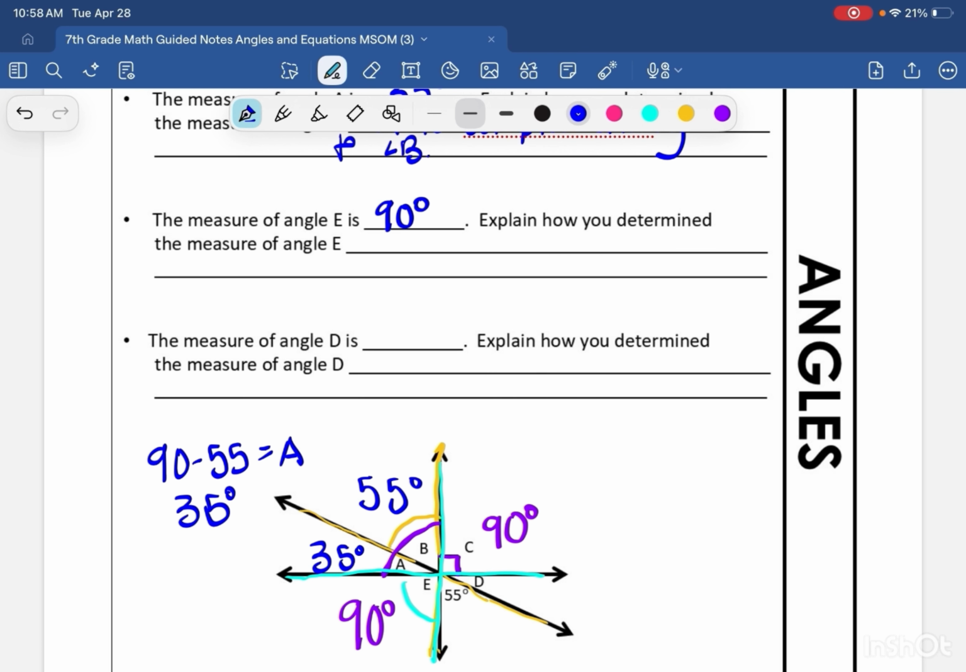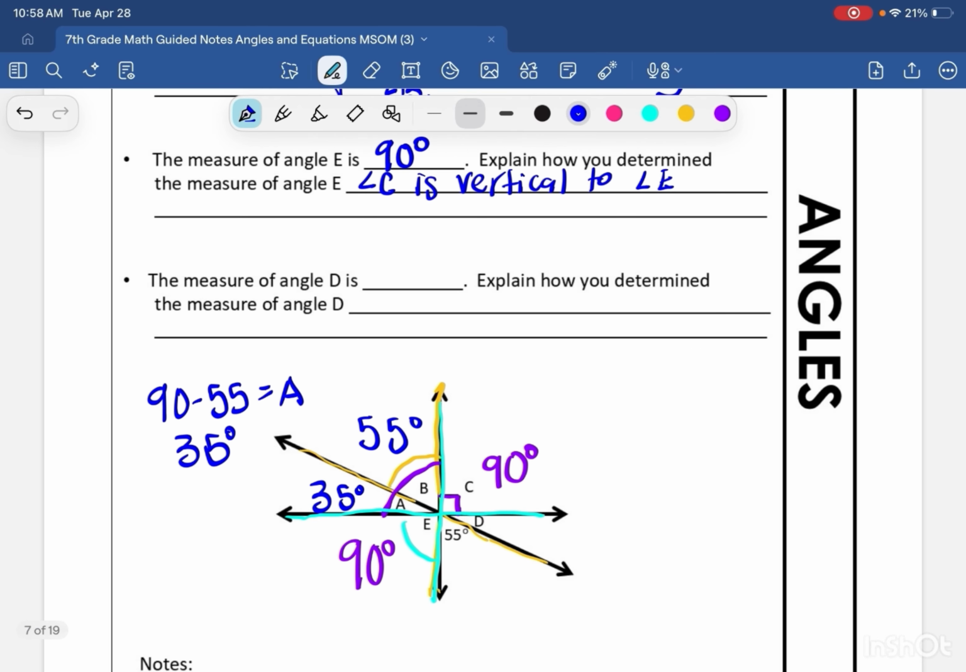How did I know that? Well, I knew that because angle C is vertical to angle E. And like I mentioned before, there's more than one way to figure these out. So if you have a different way of figuring it out on the diagram and you can justify it, then that's great. Okay, last question says the measure of angle D.